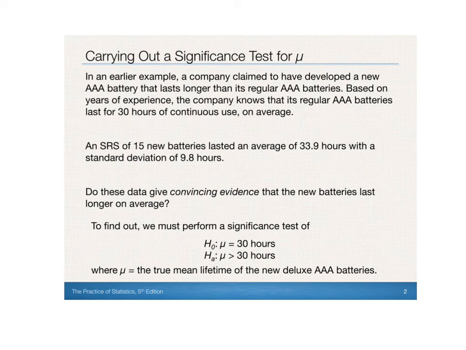So for hypothesis tests, again, we start by writing our hypotheses and then defining the parameter. In this example, we would assume that the batteries are no different than typical AAA batteries and that they last on average 30 hours. So we would say H sub 0 has mu equal 30. But we're hoping to show that they actually last longer than 30 hours, so the alternative should be mu is greater than 30, where mu is the true mean lifetime of these new deluxe AAA batteries. So that's how we would set up our first step.